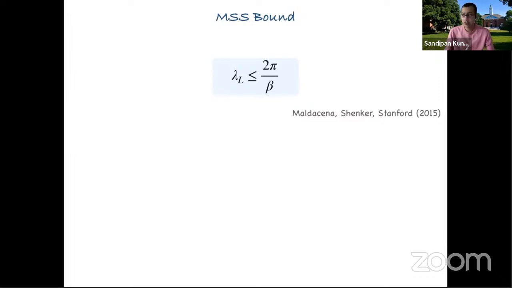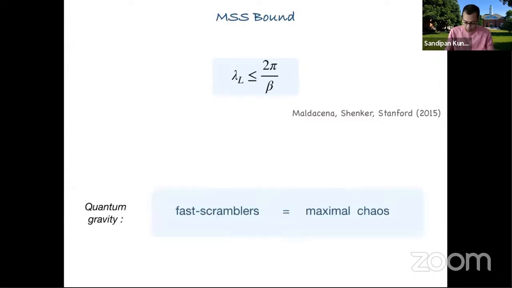There is one more reason conceptually why this is very important. For a long time, it is believed that quantum gravity is maximally chaotic. So this MSS bound provides a precise definition of the term maximally chaotic. So these are the systems that saturate the MSS bound.